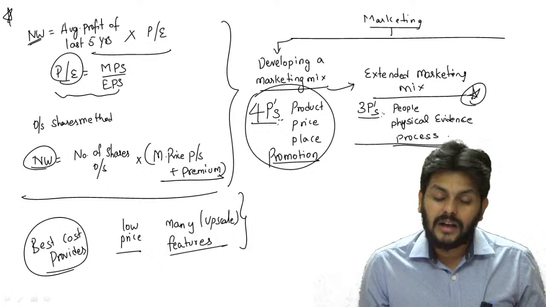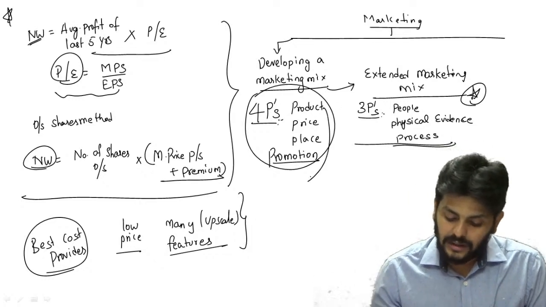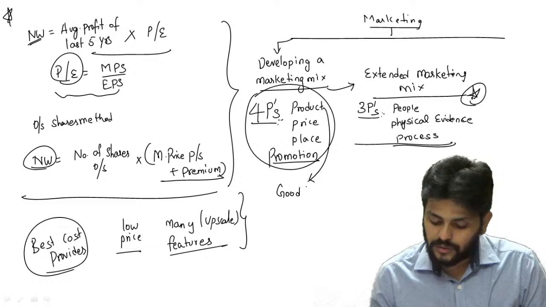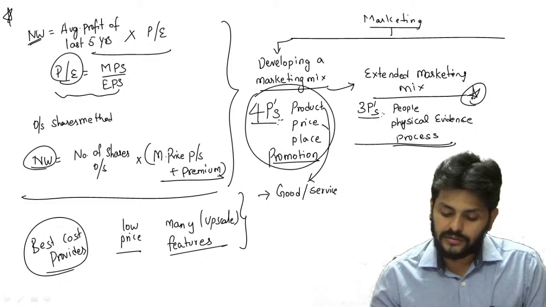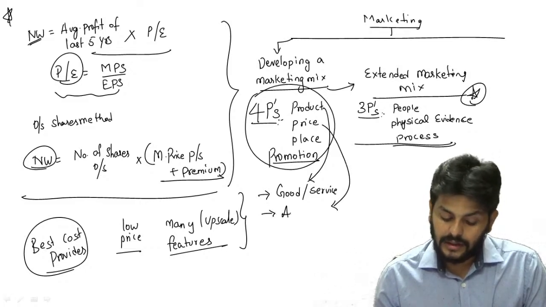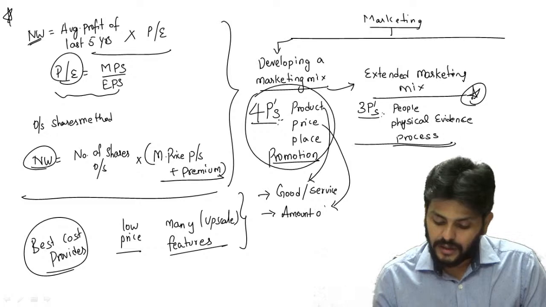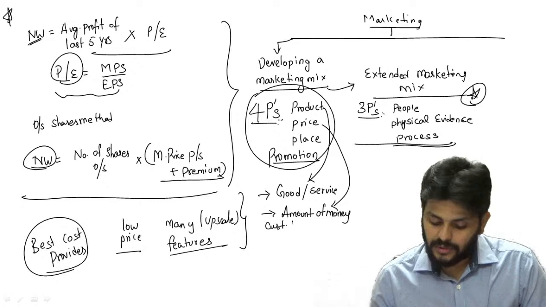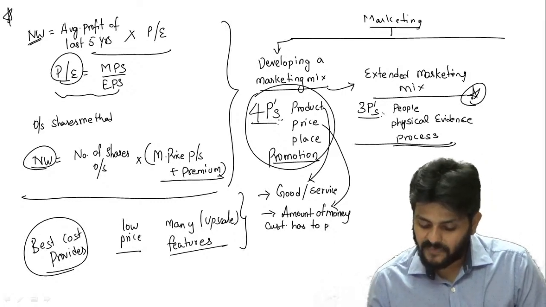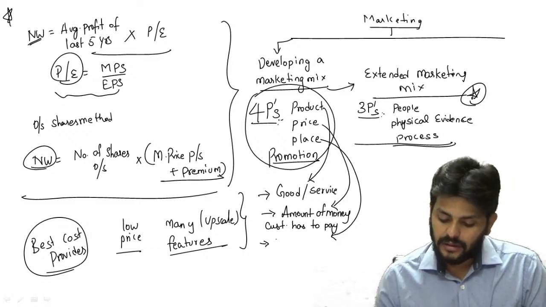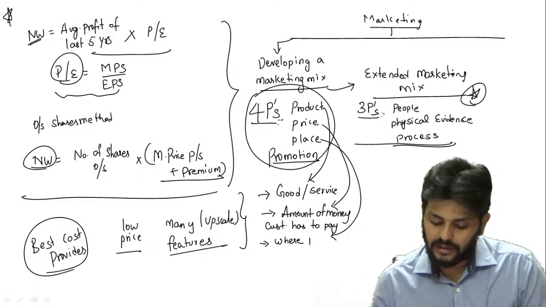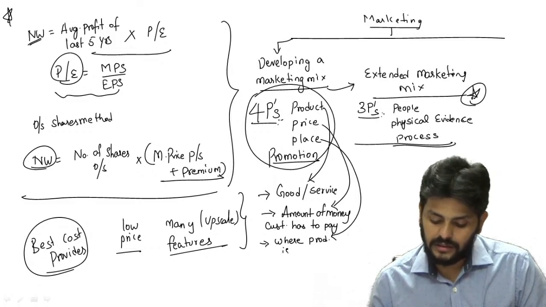Now let me quickly take one-liners for each of these. Product is nothing but the good or service. Price is nothing but the amount of money the customer has to pay. Place is where the product is available for sale.